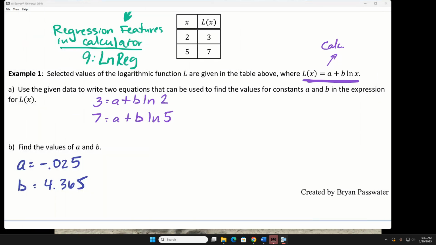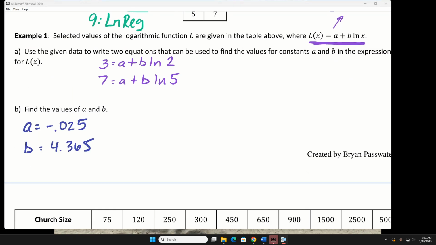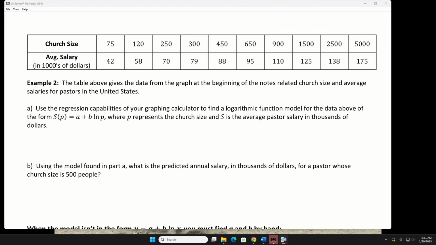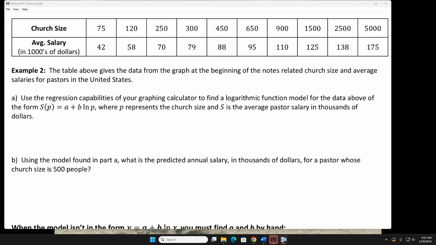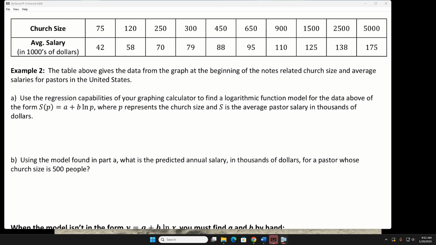All right, so hopefully that feels super familiar. Let's look at this one. This one's going to take a lot more time because we have a lot more values to plug in. So this is the table for that data we looked at the very beginning of the lesson, where P here is going to be the church size, so I guess the population, and then S of P is going to be the average salary of the pastor in thousands of dollars.